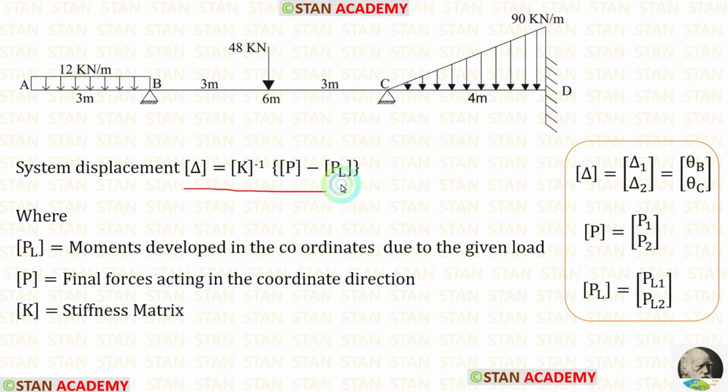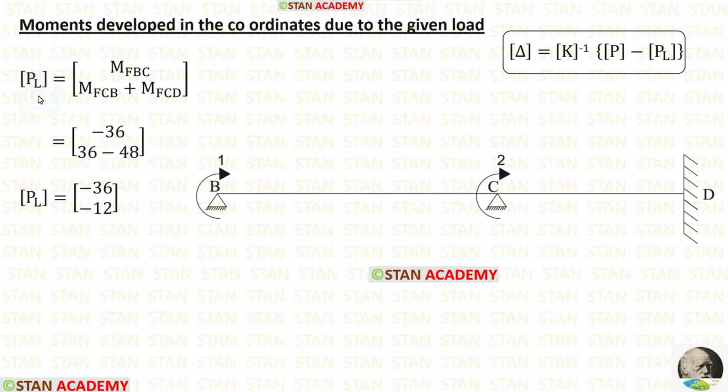In this formula, first let us calculate the PL matrix. We know that the PL matrix is the moments developed in the coordinates due to the given load. In this analysis, there are two coordinates, at point B and at point C. Inside the PL matrix, we have to apply the values very carefully. The first value should be from the first coordinate. The second value should be from the second coordinate.